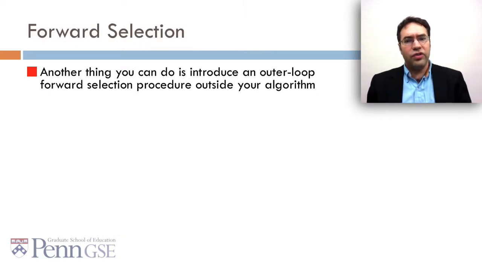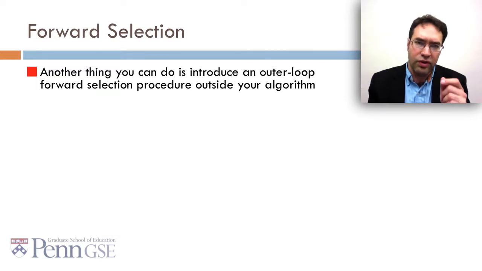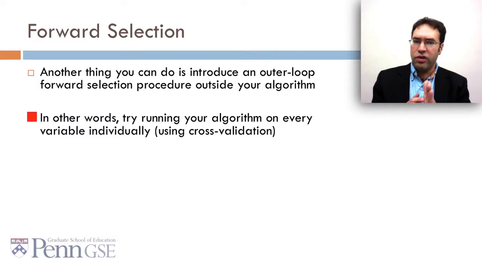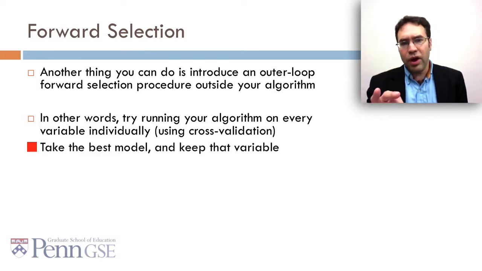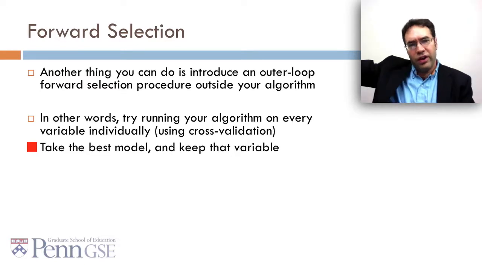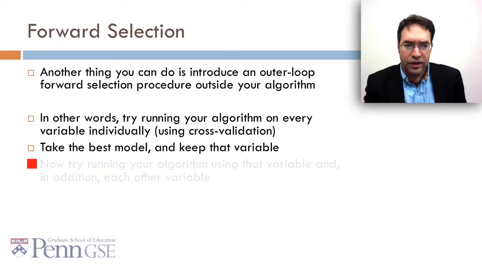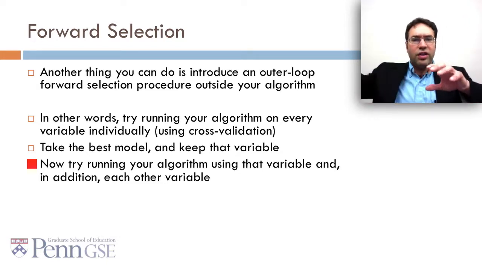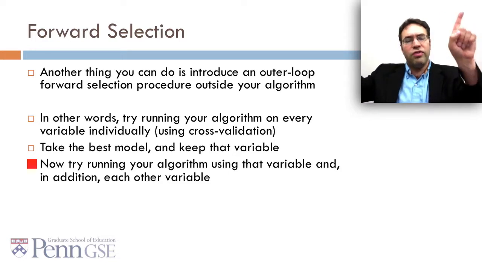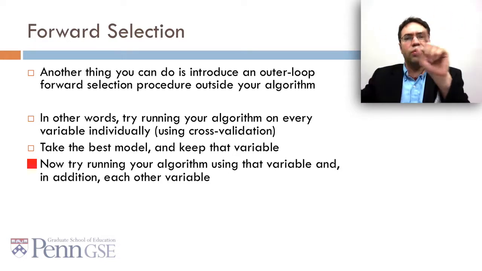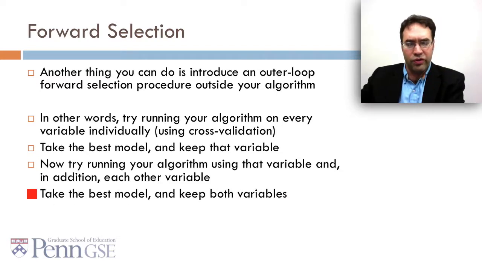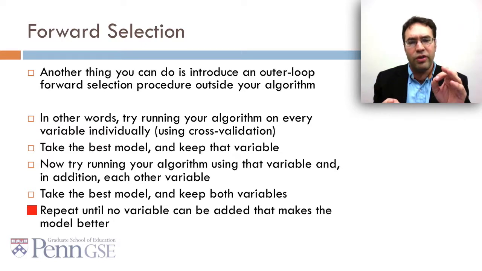Another thing you can do is introduce an outer loop forward selection procedure outside your algorithm. So in other words, try running your algorithm on every variable individually, again using cross-validation. Take the best model, keep that variable. That variable is in the save set, just like before with FCBF. Then try running your algorithm using that variable, and in addition, each other variable. So you take that save variable, you include that, and you include each of the other variables as well, one at a time. So you're going to run a lot of 2-variable models. Then you take the best model and you keep both those variables. And you repeat until there's no variable that's added that makes the model better under cross-validation.